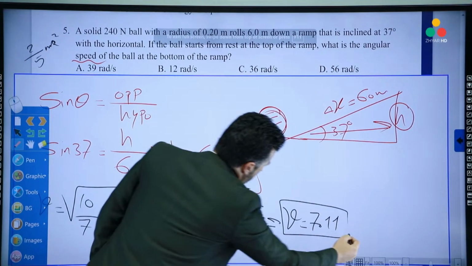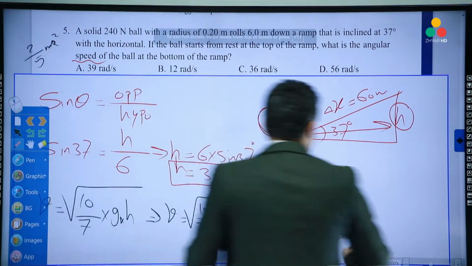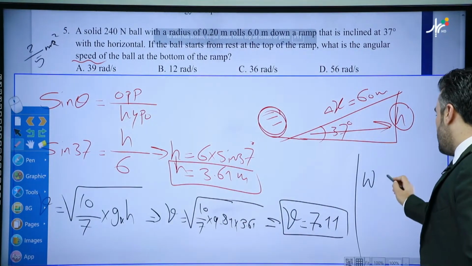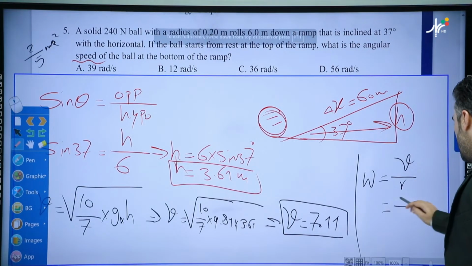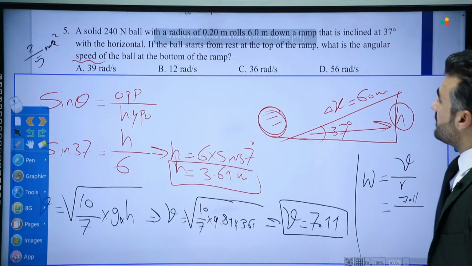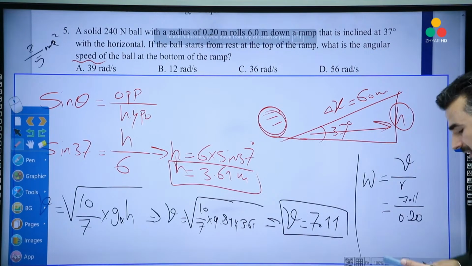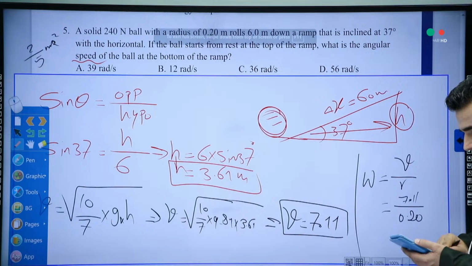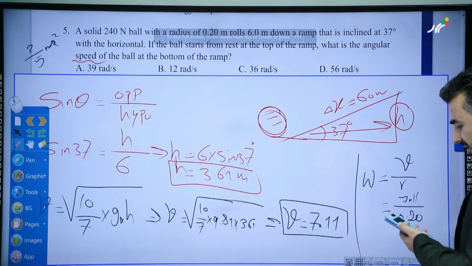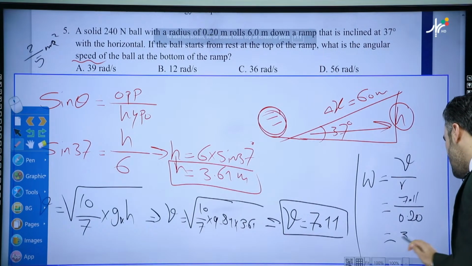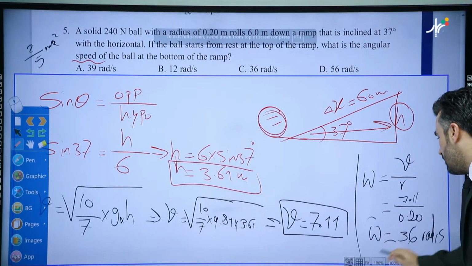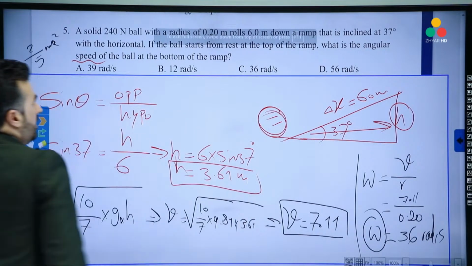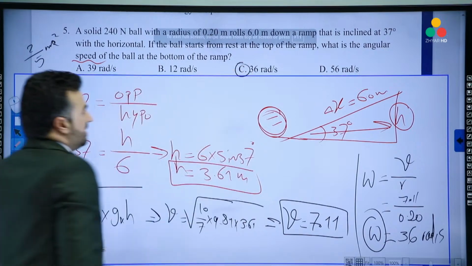But remember, we want the angular speed, yeah? And you do know that angular speed equal to translational speed divided by the radius, correct? So in this case, we can say 7.11 divided by, what is the radius here? That is 0.20, yeah? So 7.11 divided by 0.20, and of course the answer is 35.55, or by rounding that is going to be 36 radian per second, and that is the angular speed at the bottom of the incline. And of course the answer must be C in this case.